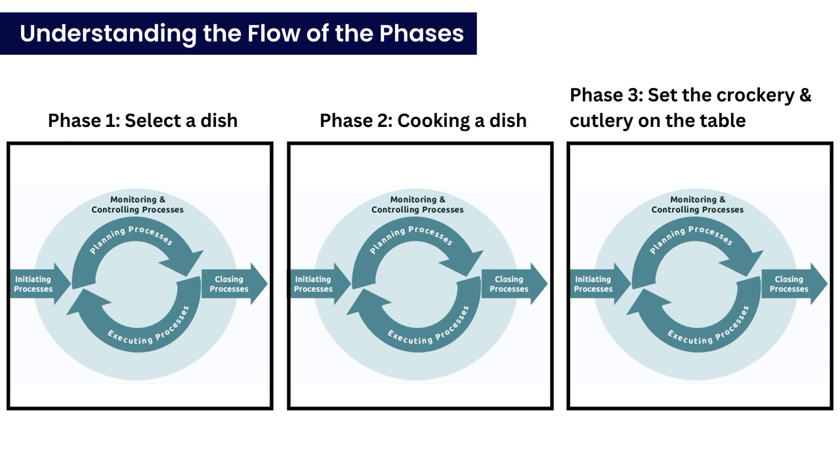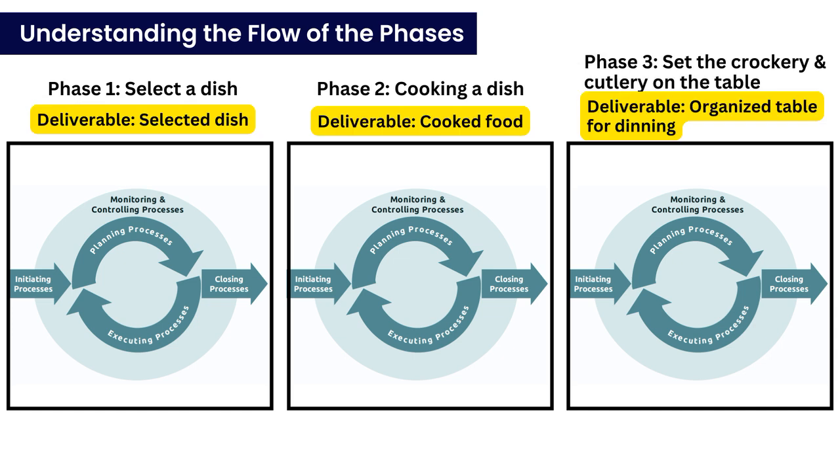The 5 process groups, initiating, planning, executing, monitoring and controlling, and closing, lie within each phase of a project. Each phase of the project will have some kind of deliverable as its output. Now let's divide our cooking project into 3 phases.